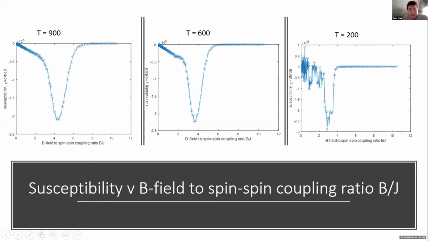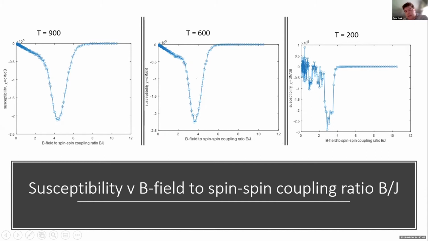It's something similar when it's the accessibility versus the B field spin coupling ratio, but in the parabola, in the 900 Kelvin, the accessibility goes down to a little under 2. And it's at the B field, and it goes back up. 600 is lower than -2 and 4. And it's similar to the 900 Kelvin one.